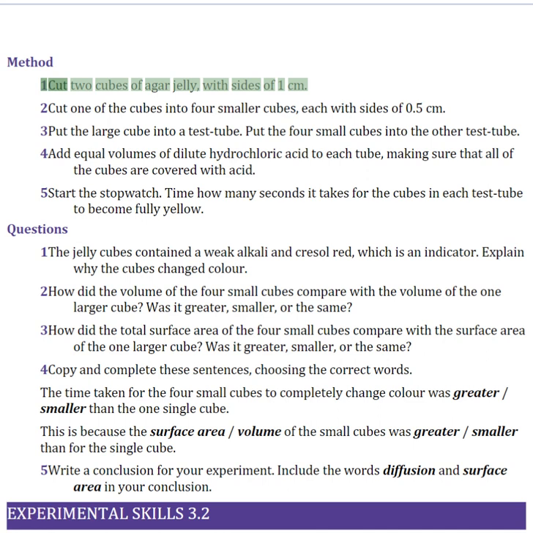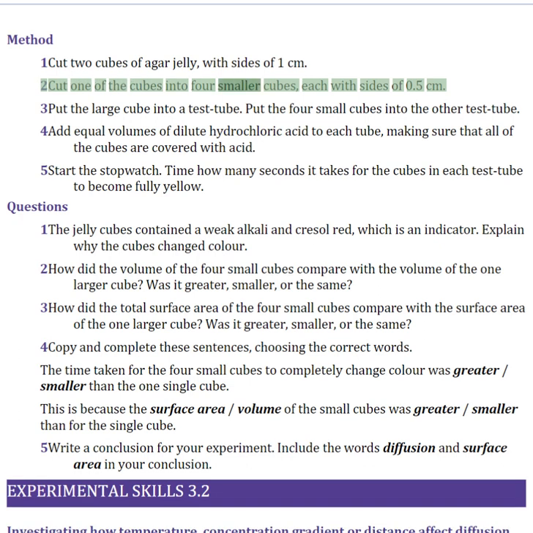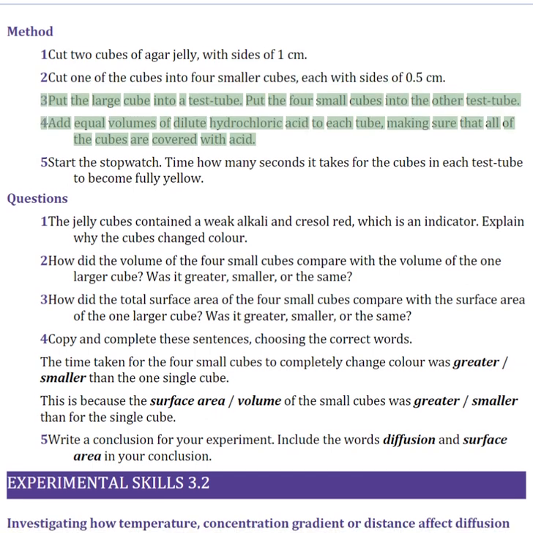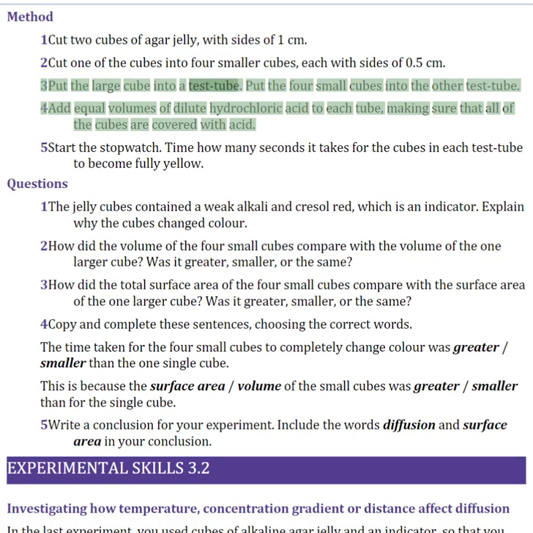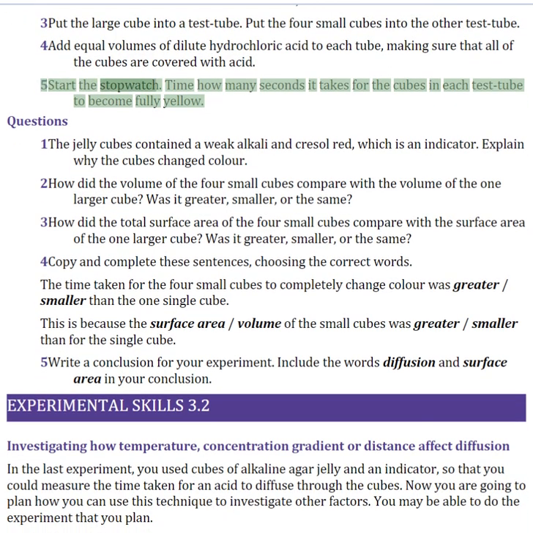Method. 1. Cut 2 cubes of agar jelly, with sides of 1 centimeter. 2. Cut one of the cubes into 4 smaller cubes, each with sides of 0.5 centimeters. 3. Put the large cube into a test tube. Put the 4 small cubes into the other test tube. 4. Add equal volumes of dilute hydrochloric acid to each tube, making sure that all of the cubes are covered with acid. 5. Start the stopwatch. Time how many seconds it takes for the cubes in each test tube to become fully yellow.